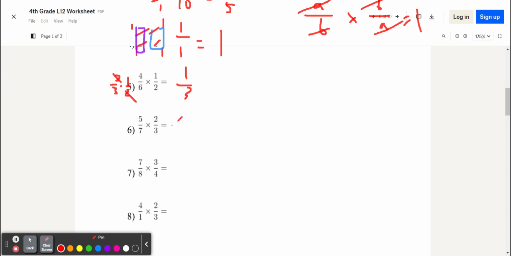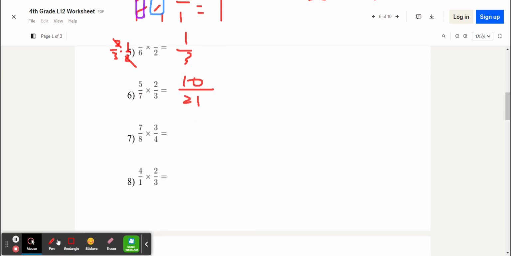5 over 7 times 2 over 3. 5 times 2 is 10. 7 times 3 is 21. So it's 10 over 21. And lastly, 4 times 2 is 8. 1 times 3 is 3.